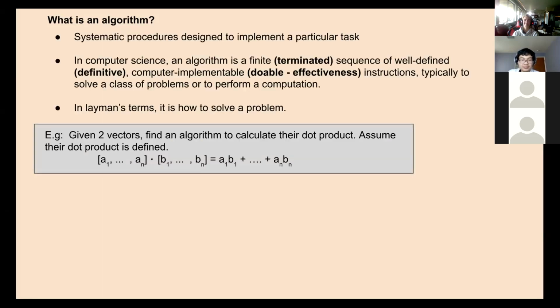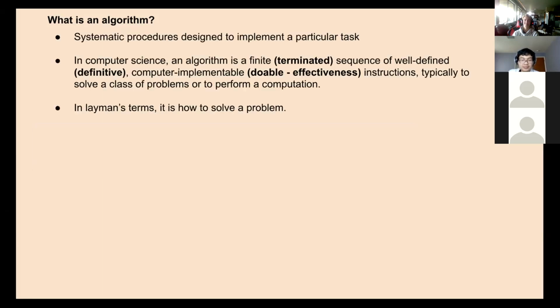So the first question, right? What is an algorithm? And we've taken different approaches to answer this question. We know that an algorithm is a systematic procedure designed to implement a particular task. What that really just means is it's how to solve a problem. But as computer science students, a majority of us are, an algorithm is a finite sequence of well-defined, computer implementable instructions, typically to solve a class of problems or to perform a computation.